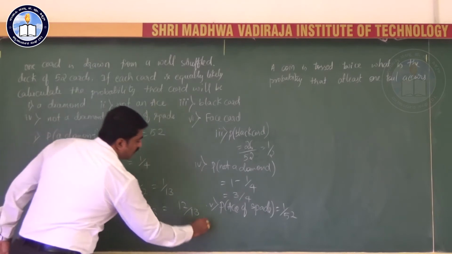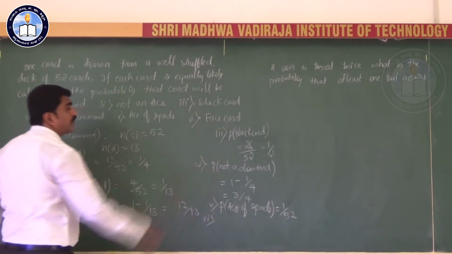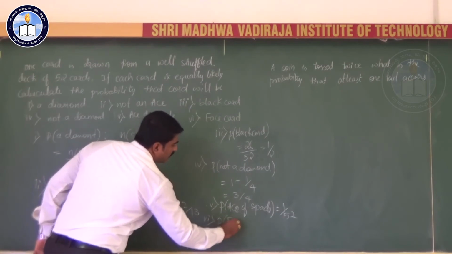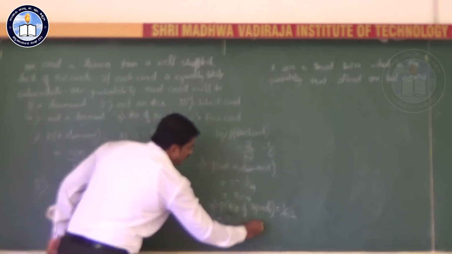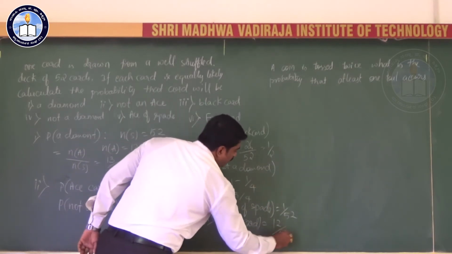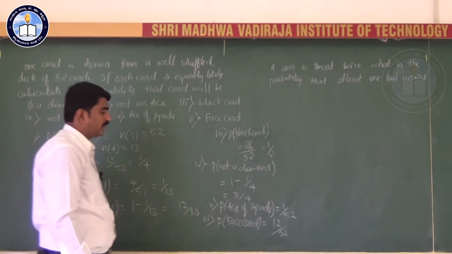Then the last one, probability of getting a face card. Definitely we say probability of getting a face card. How many face cards are there? Just now I told you, there are 12 face cards out of 52. Simplify that.